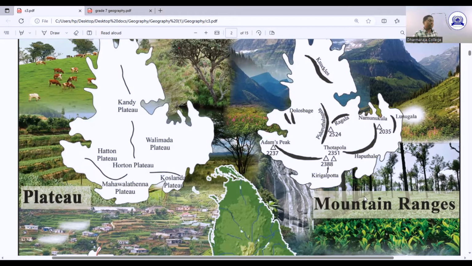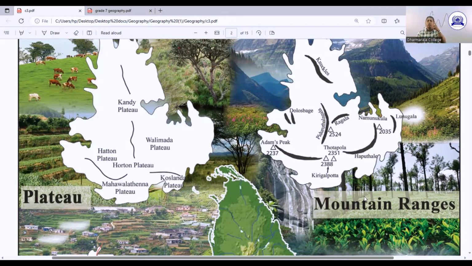The mountain ranges means there are a number of mountain peaks together. Not one mountain like this. So we can see one hill, another one. We can see 2, 3 hills in a line. There are several peaks. This is called a mountain range. It is actually an elongated mountain. It is going elongated. What are the mountains which are found in Sri Lanka?